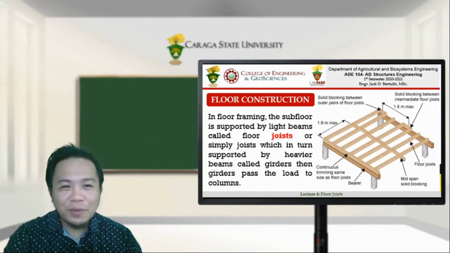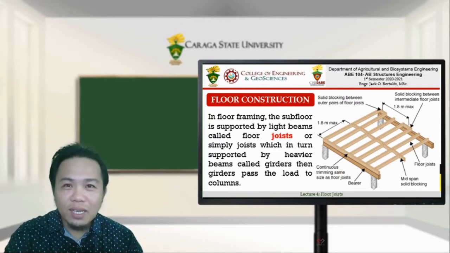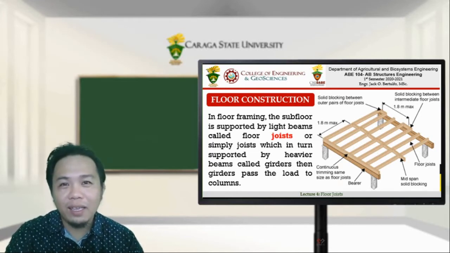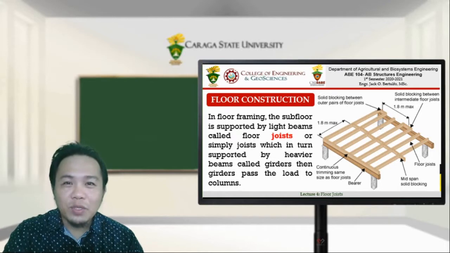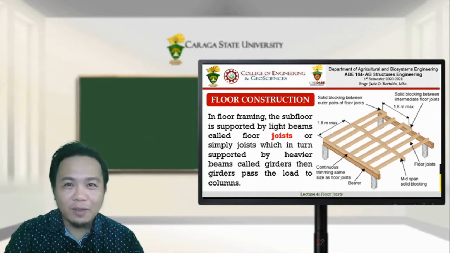So in the floor framing, the subfloor is supported by light beams called floor joists, or simply joists, which are in turn supported by heavier beams called girders. Then the girders pass the load to columns. So joists and girders are beams. There are types of beams, so they only vary with size. The floor joist is small compared to the girder.